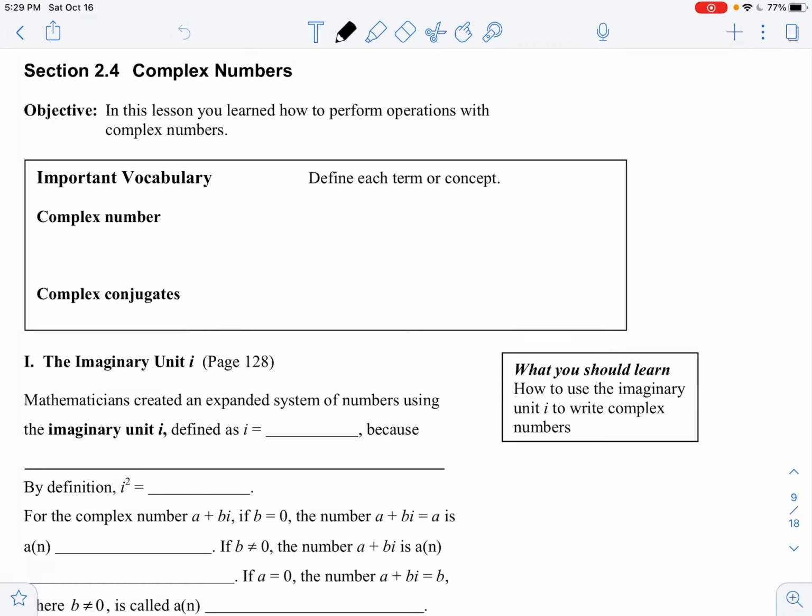Hey guys, today we're going to talk about complex numbers. This should be a review for you, and we're going to take it a little bit to the next level, but in general, you should have seen this before. So let's go back and talk about complex numbers.